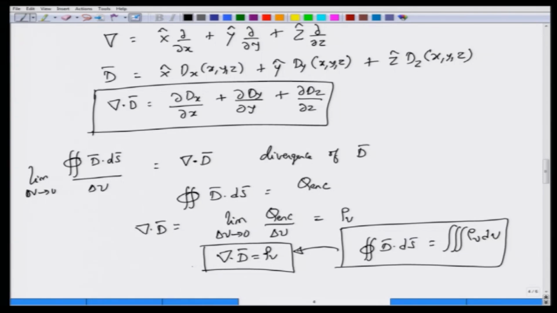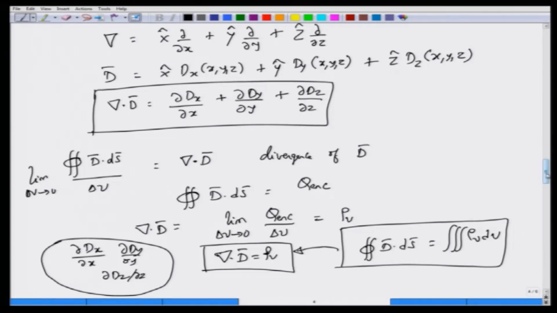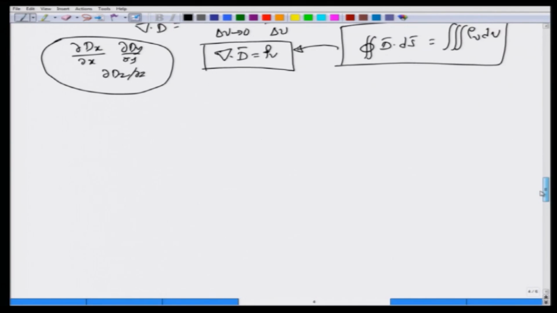Now, will this differential form always exist? What are the conditions for this differential form to exist? Without going too much into the mathematical details, the requirement for del dot D to be defined is that all these partial derivatives, del Dx by del x, del Dy by del y and del Dz by del z, must be finite. So, these quantities cannot be infinite. That is the requirement for the divergence to exist, and once the divergence is there, you can find del dot D, which will give you the volume charge density in the given region.